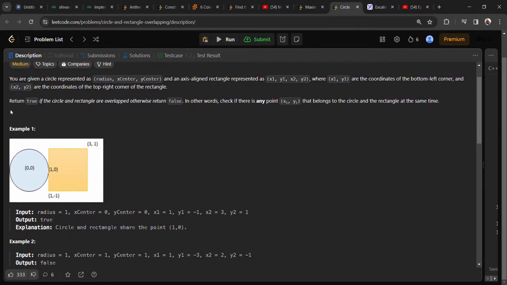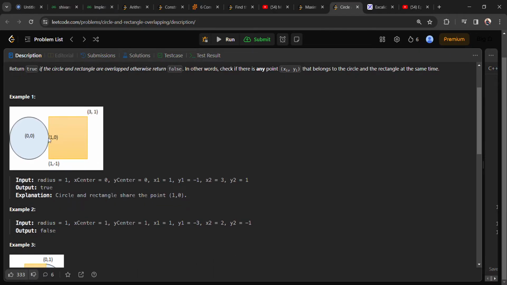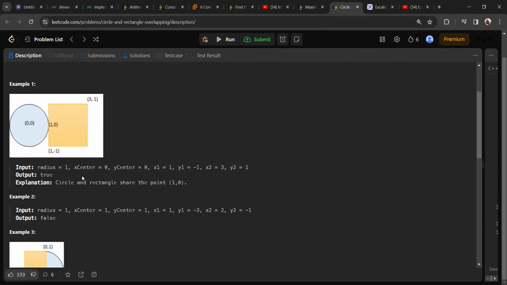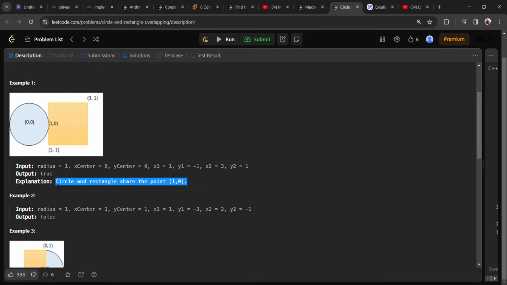Now we have to return true if the circle and rectangle are overlapping with each other. If they do not overlap, then we will return false. In other words, check if any point (xi, yi) belongs to the circle and the rectangle at the same time. For example, in this particular case, this point, 1 comma 0, belongs to both the circle and the rectangle at the same time. So in that case we need to return true.